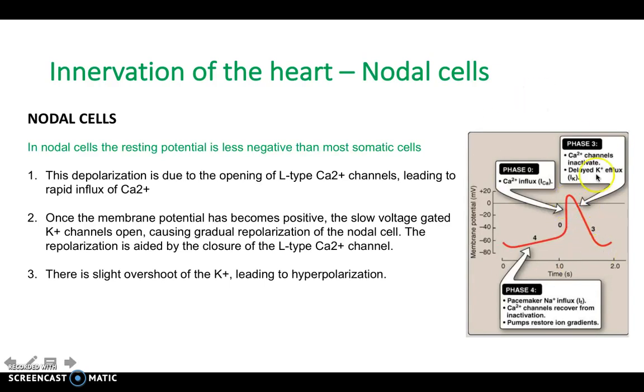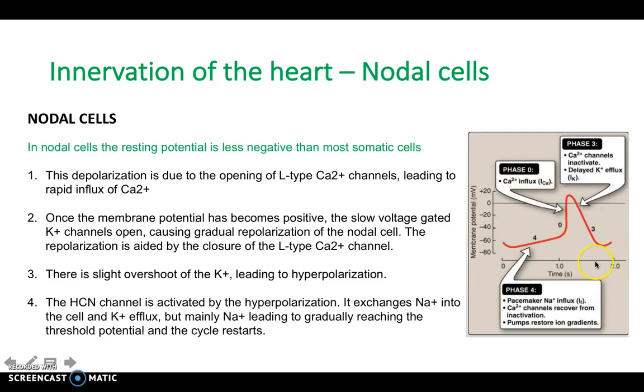You've also got a slight overshoot of potassium, so this leads to hyperpolarization. And the HCN channel is activated by the hyperpolarization. It exchanges sodium into the cell and a potassium efflux, but mainly sodium, leading to that gradual reaching the threshold. So this is stage 4, so it's a gradual increase of sodium going into the cell and potassium going out. So it's a restoration of the resting potential.